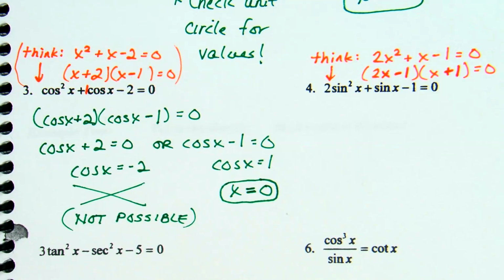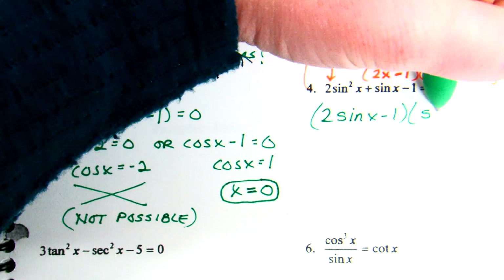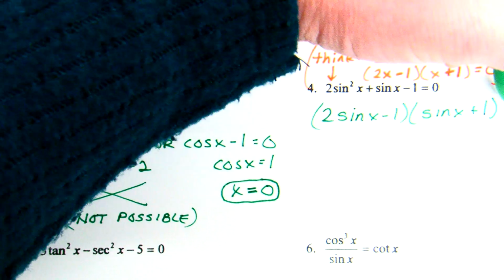Okay. We did that in terms of algebra, in terms of x's. What do you rewrite it in terms of now? Sines, because everything was in terms of sines. So one of our parentheses is 2 sine x minus 1. The other parenthesis is sine x plus 1.